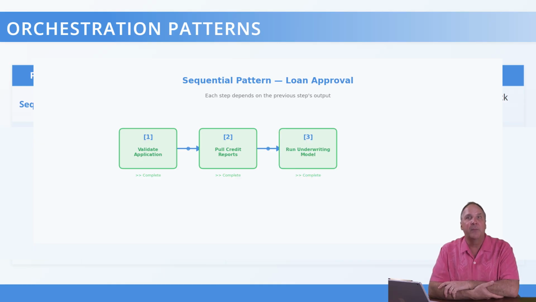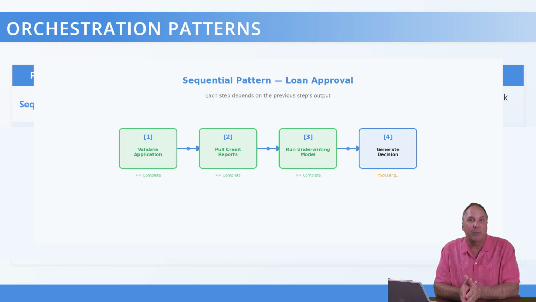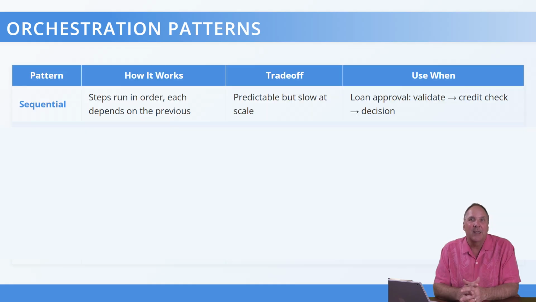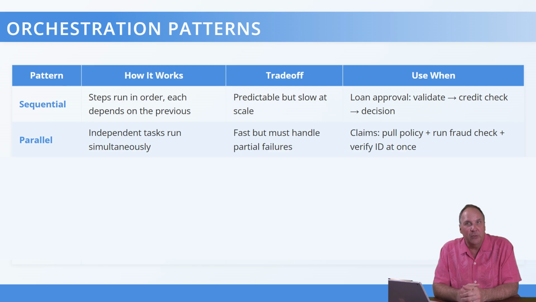Sequential is predictable and easy to govern because you know exactly what happens at every point. The downside is latency. If each step takes 3 seconds, 4 steps takes 12 seconds. At high volume, that will add up.